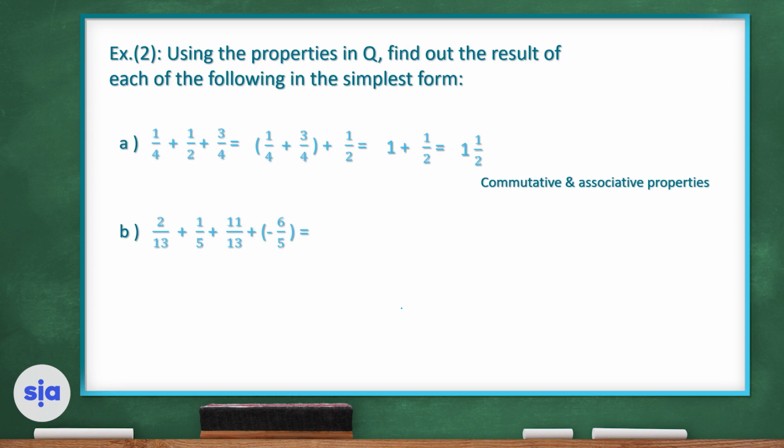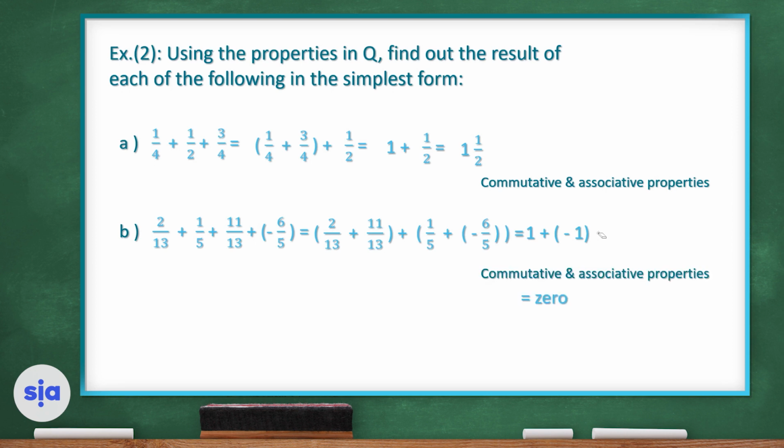Question B, how can we do this? Yes, we're going to group the two fractions that have the same denominator together. So 2 over 13 plus 11 over 13 plus the 1 over 5 plus the negative 6 over 5. So the first part will be 13 over 13, which is 1. The second part will be negative 5 over 5, which is negative 1. The result here is 0, and the properties that we use are the commutative and associative properties. And we also used the additive inverse property because 1 plus negative 1 is 0.